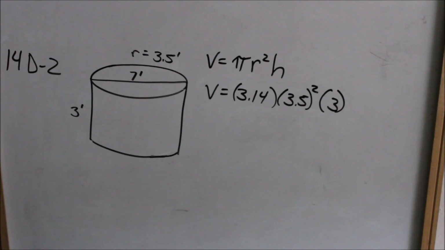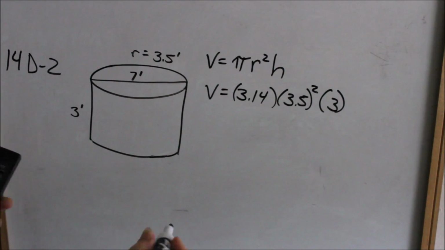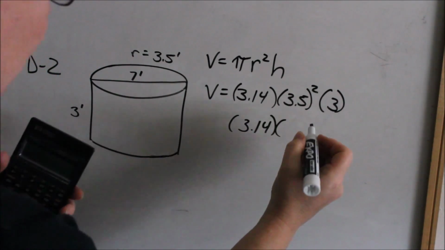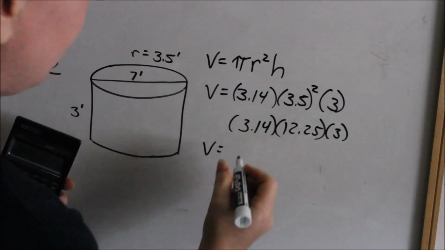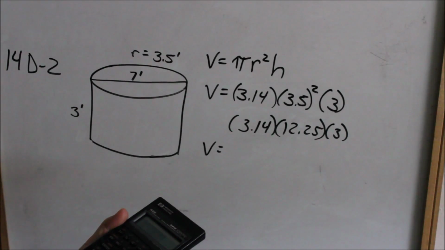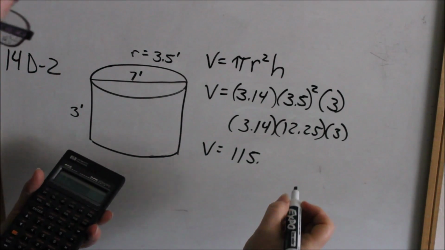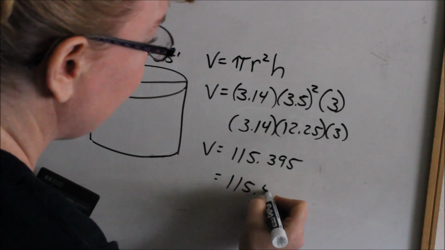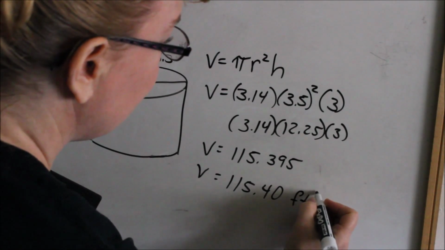Remember, order of operations says do the exponent first. So you need to square the 3.5 first. So 3.5 squared is not 3.5 times 2. So I still have pi, 3.5 squared is 12.25, times 3. Now multiplying all these together, I get 115.395. I'm just going to round to 2 decimals to say 115.40. And we're dealing with feet, so cubic feet.